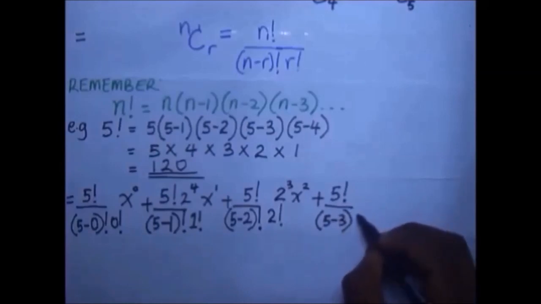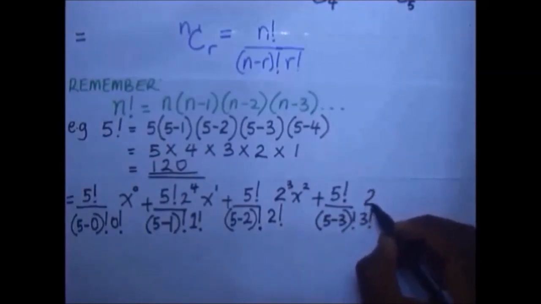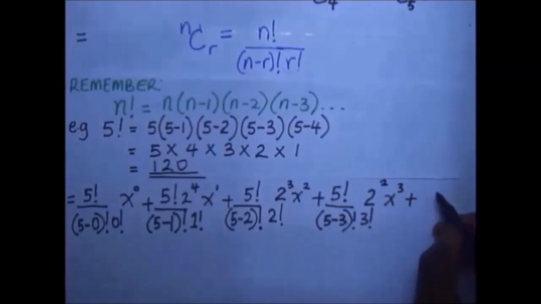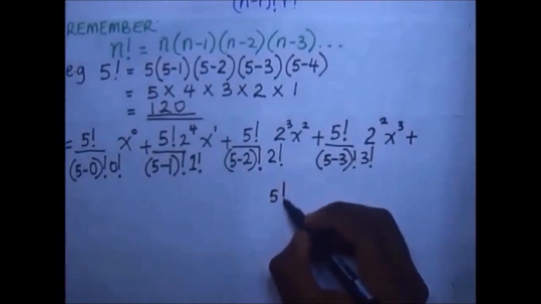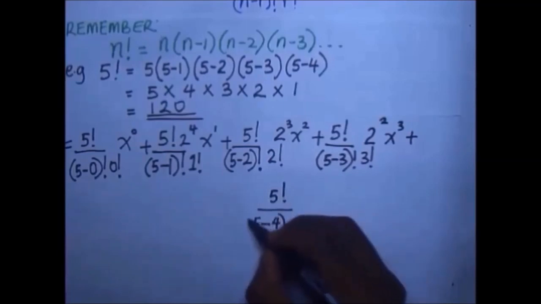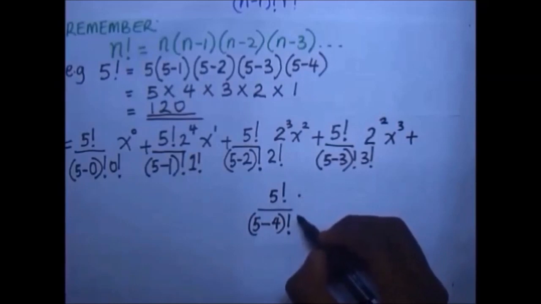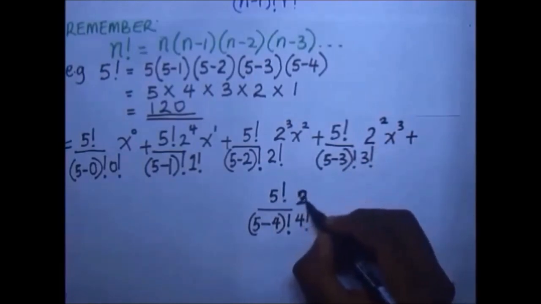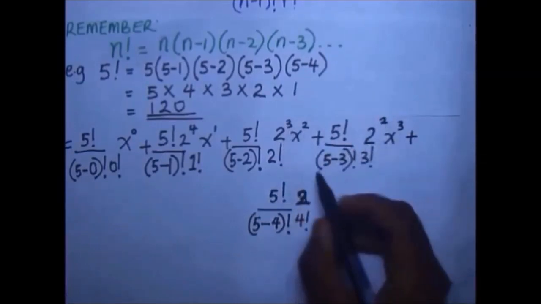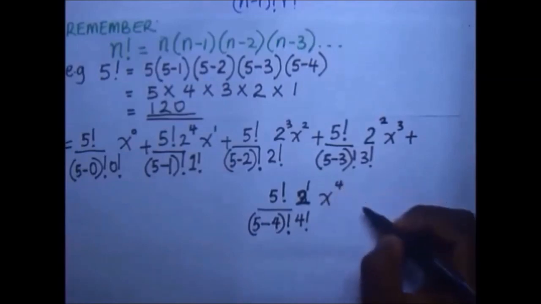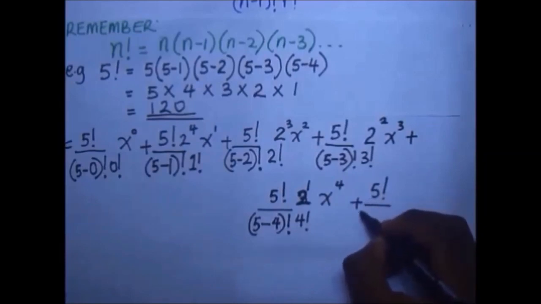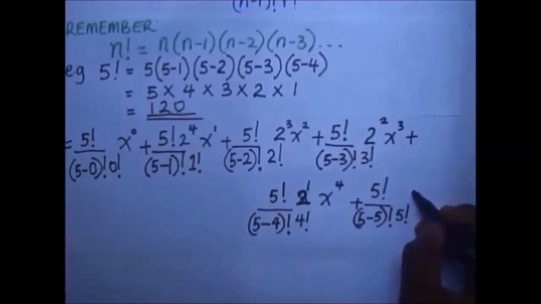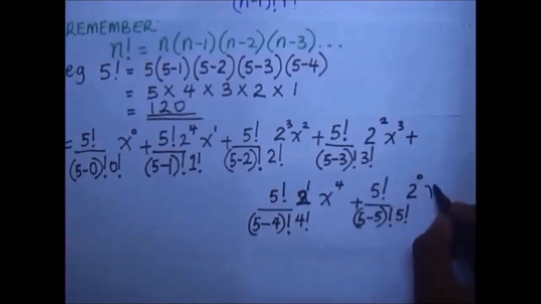plus the next term is 5 factorial over 5 minus 3 factorial times 3 factorial, that is 2 to the power 2, x to the power 3, plus the other terms we'll write them here, 5 factorial over 5 minus 4 factorial times 4 factorial, that is 2 to the power 1, times x to the power 4, plus 5 factorial over 5 minus 5 factorial times 5 factorial, that is times 2 to the power 0, x to the power 5, like that.